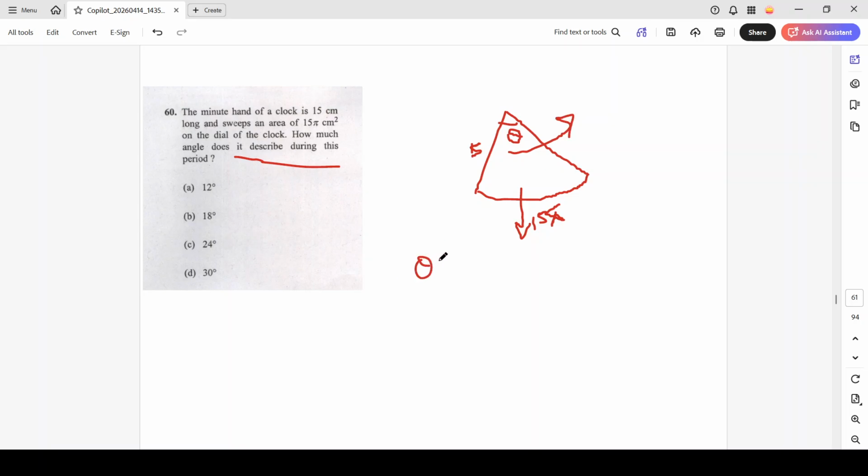Theta is equal to, sorry, how to find out the area? Theta upon 360, or 2 pi, into pi r square. What is r? 15 into 15, which is equal to 15 pi.